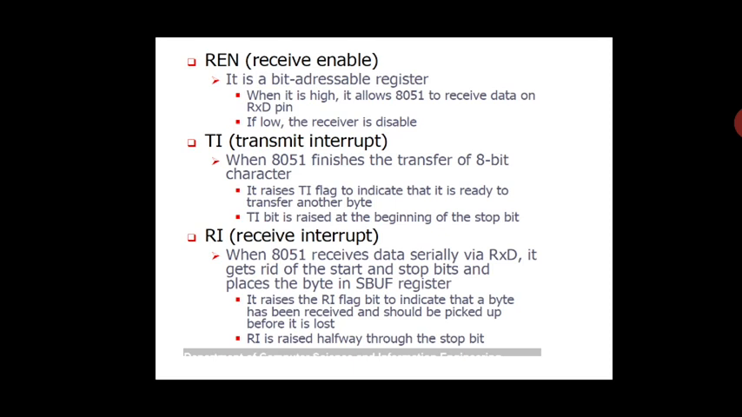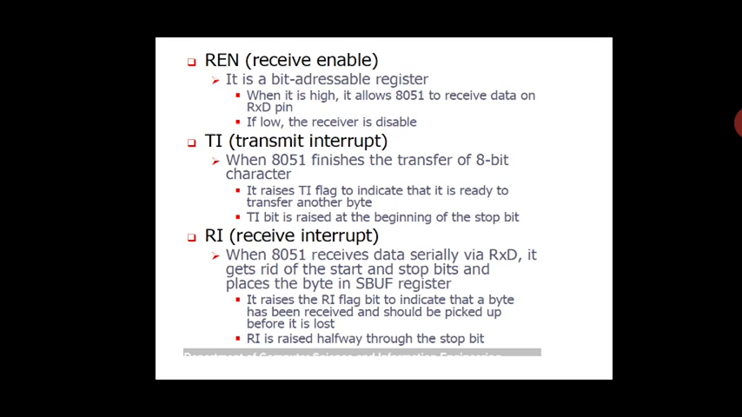Let us take that there are 2 characters, A and B. A will be framed with the start and the stop bit. The character A starts with the start bit and goes on transmitting all 8 bits. Whenever the stop bit comes, it raises the TI flag so that it is able to transmit another byte.